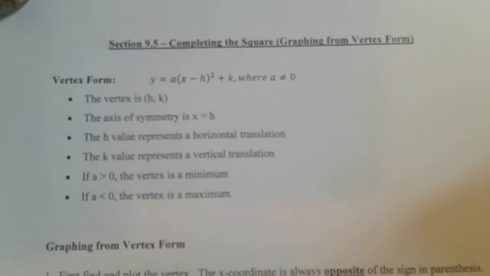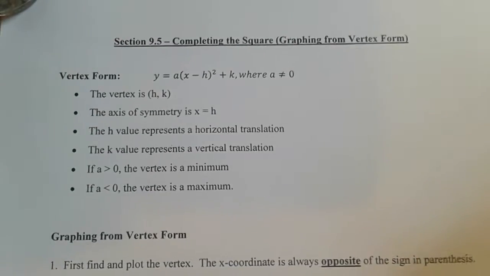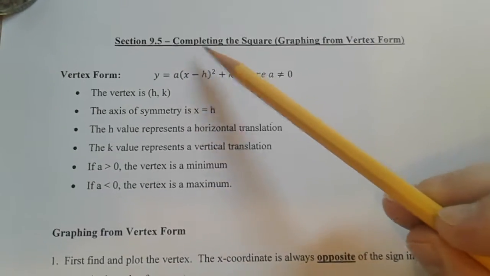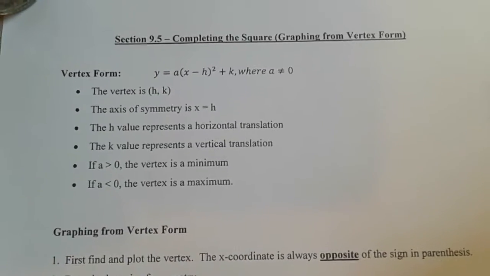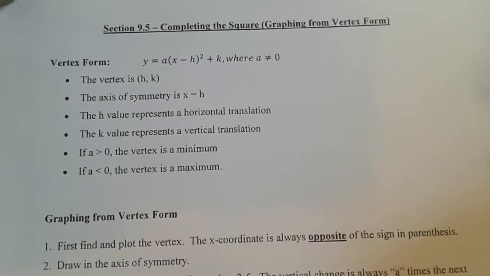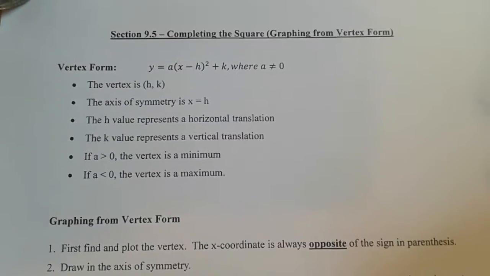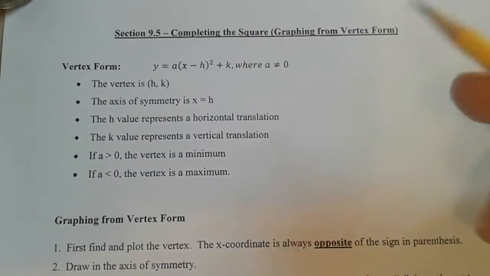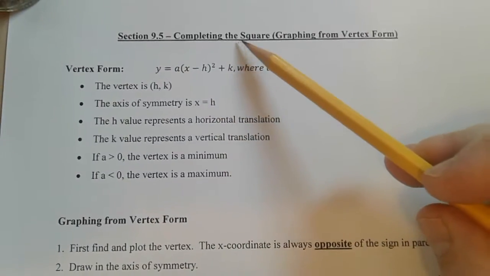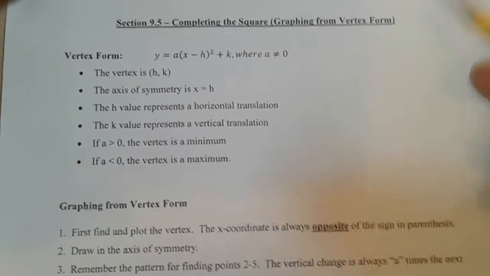Okay, so today we're going to start section 9.5, which is basically graphing from vertex form. I know the section's called completing the square, but completing the square is not a topic that we teach until algebra 2. It's another way to solve a problem, and it's a skill that can allow you to change from standard form, which we just learned, into vertex form. But we're not going to need this skill until algebra 2. So really all we're going to be doing is graphing from vertex form.